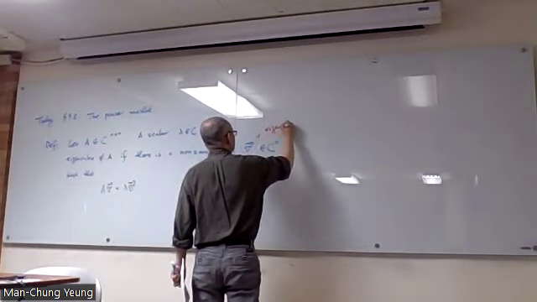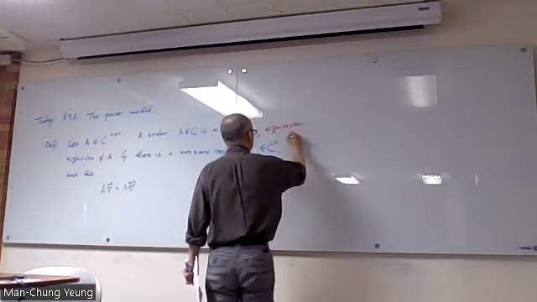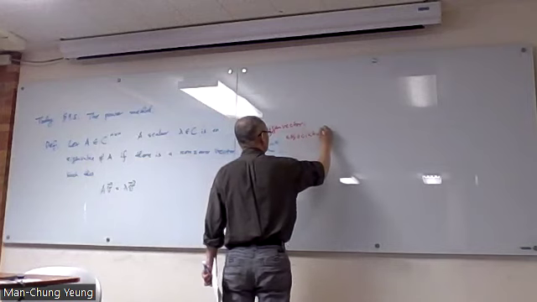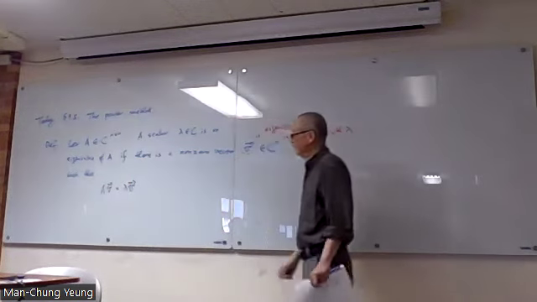V is the eigenvector associated with eigenvalue lambda.